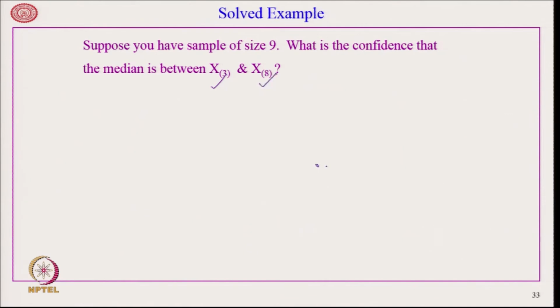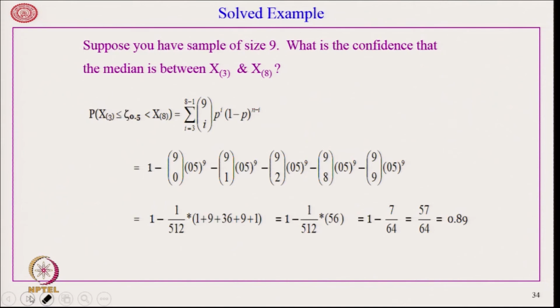That means we have 9 samples and we are looking at whether the median will lie in this interval. What is the confidence? That is what we are trying to figure out. So, we go as follows. The probability that the median will lie between x 3 and x 8 is equal to the summation over I from 3 to 8 minus 1.